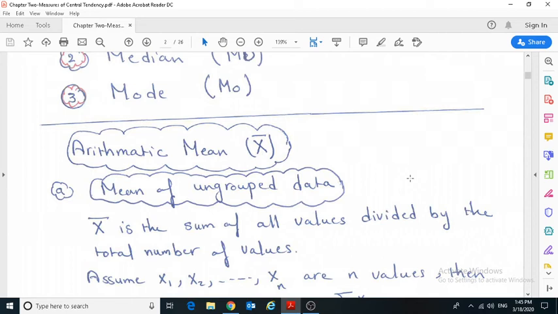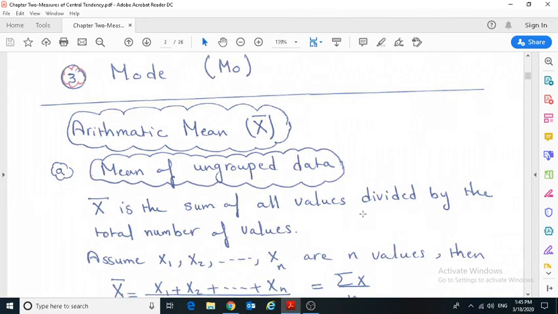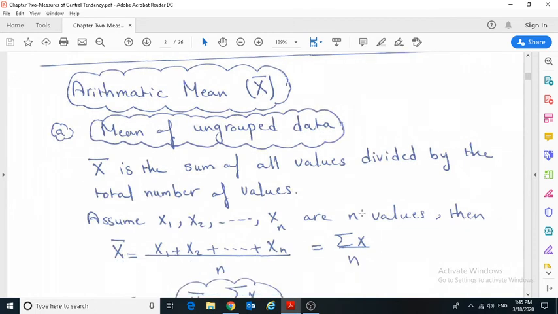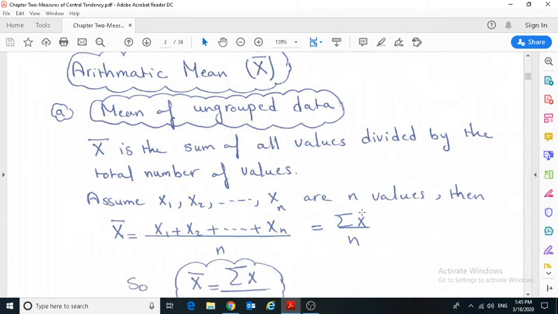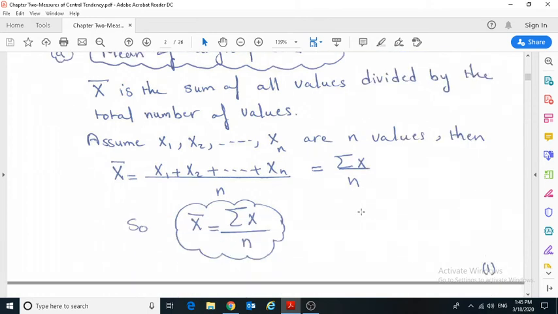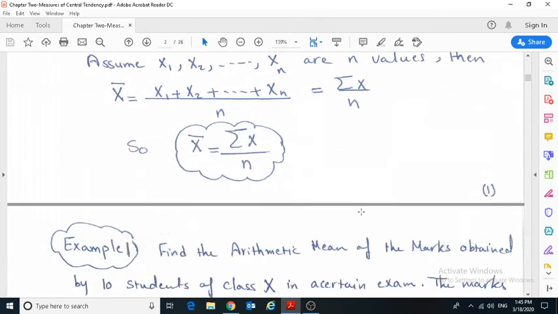Arithmetic mean is represented by x bar. We have 3 types of arithmetic mean. Number 1, mean for ungrouped data. It is simply the sum of all values divided by the total number of values. So x bar is equal to sigma x over n.